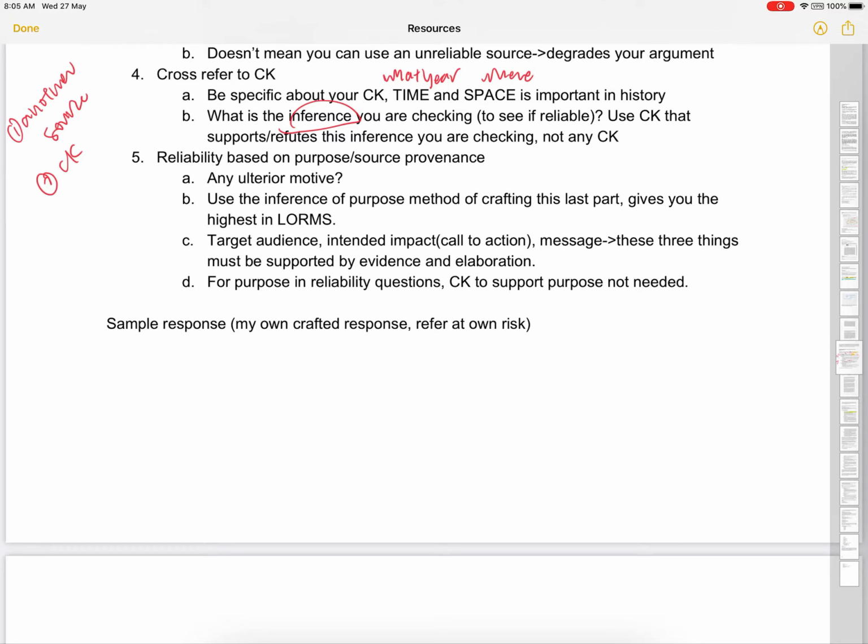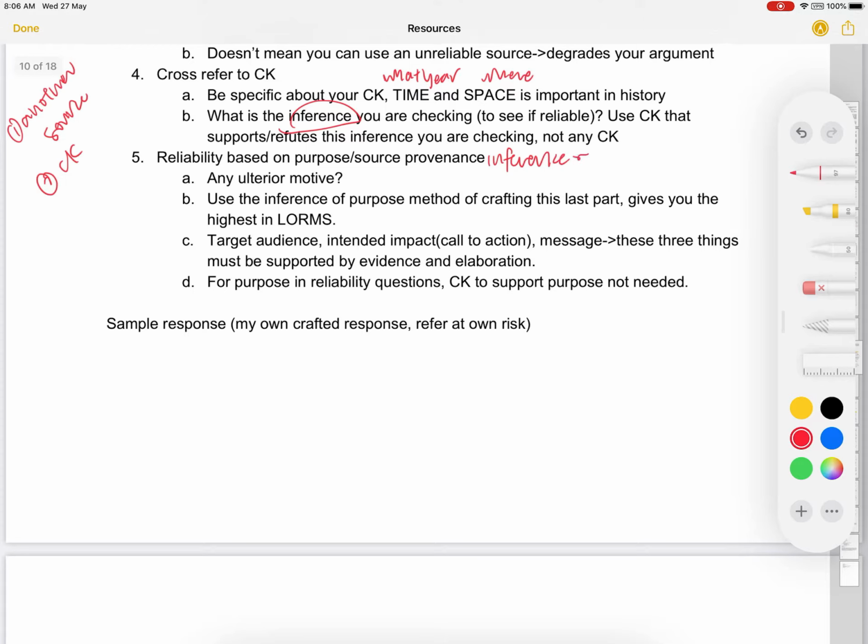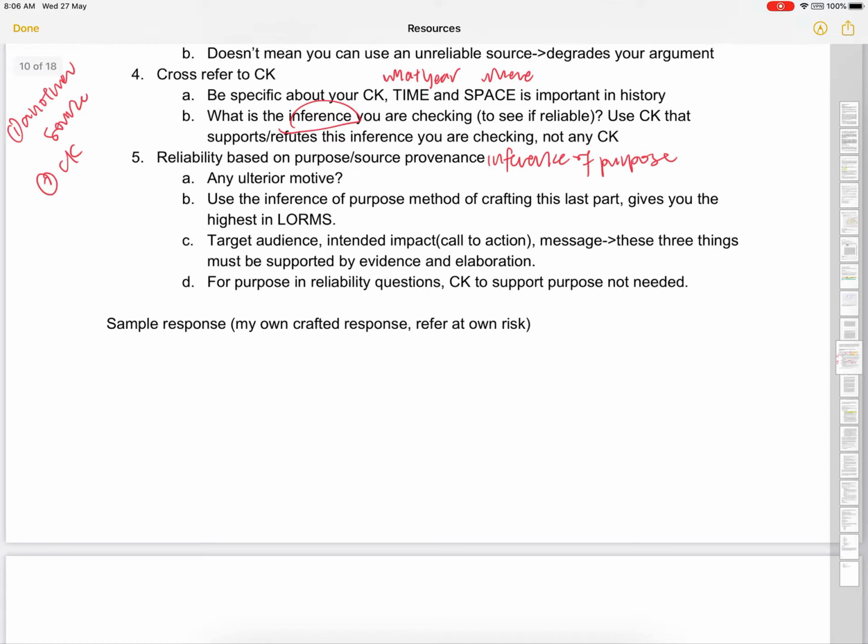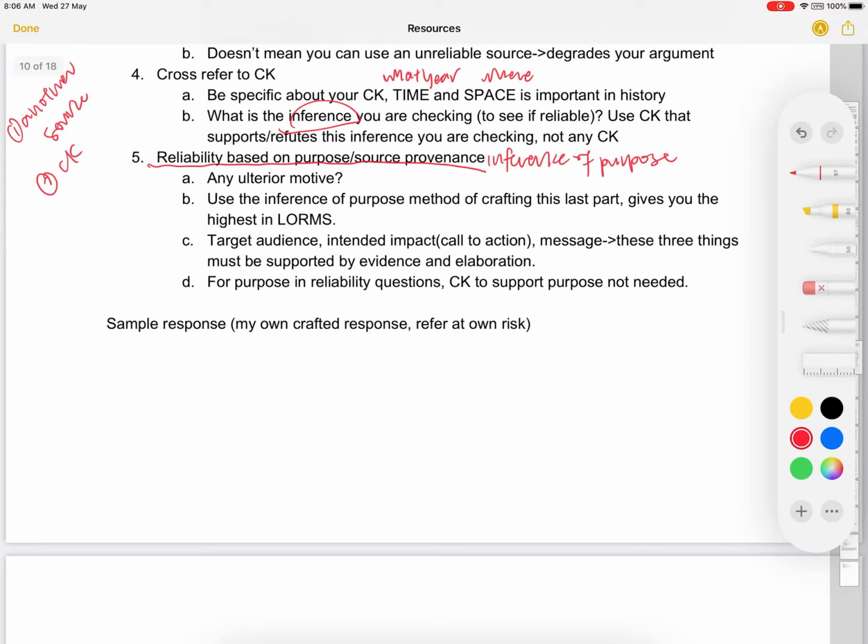And then the last step is reliability based on purpose or source provenance. So essentially, that is doing inference of purpose again. Inference questions are your foundation, so if you're not sure how to do inference of purpose, go check out my previous video on how to answer inference questions. Reliability based on purpose or source provenance is essentially any ulterior motive. You use your inference of purpose method to craft this last part, and this part gives you the highest band in LOMS.